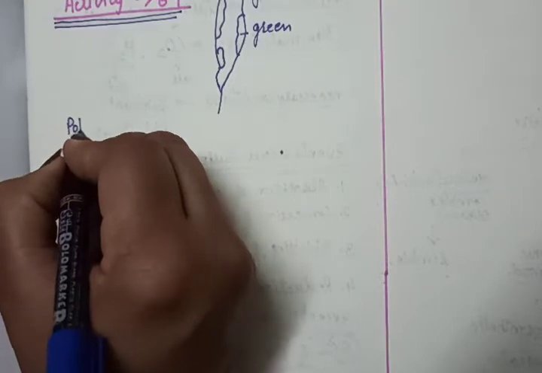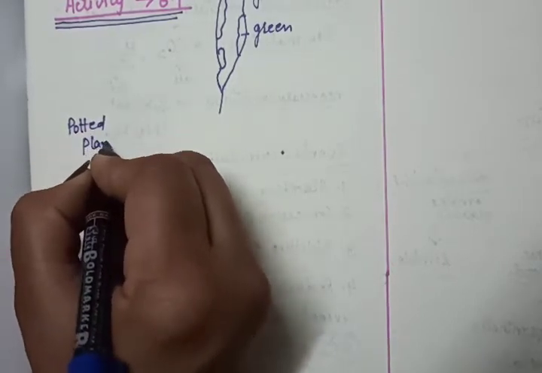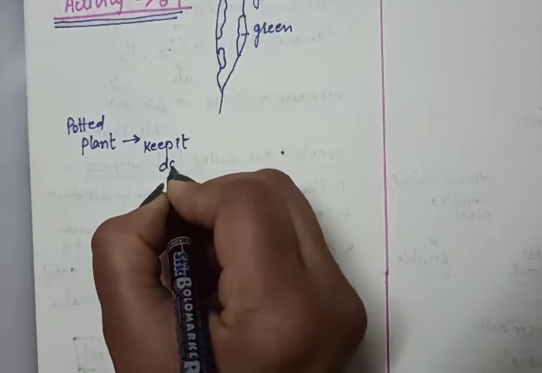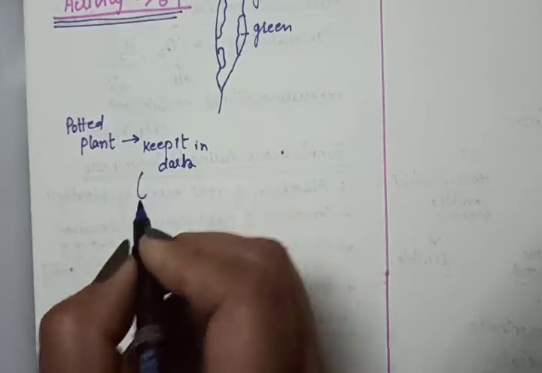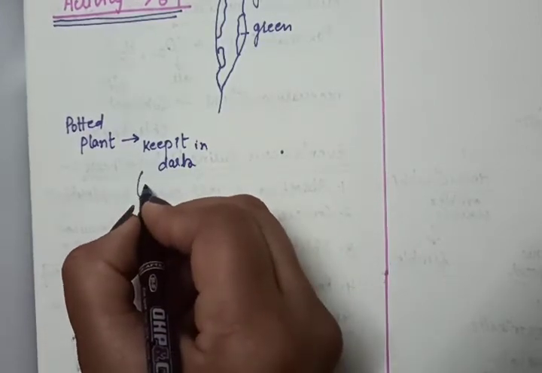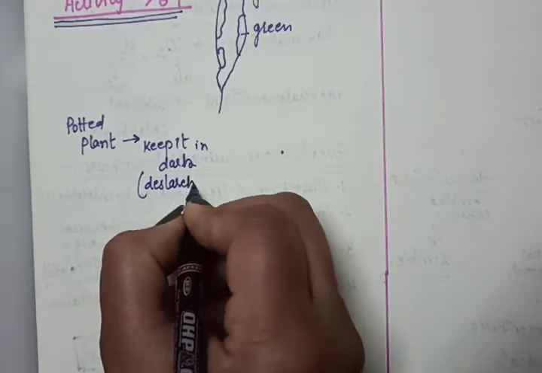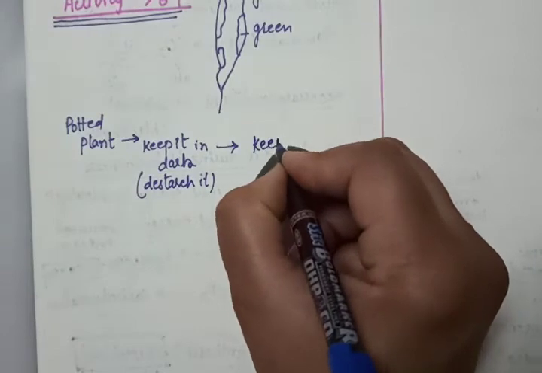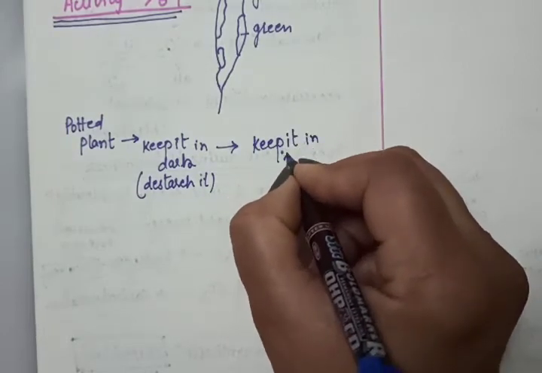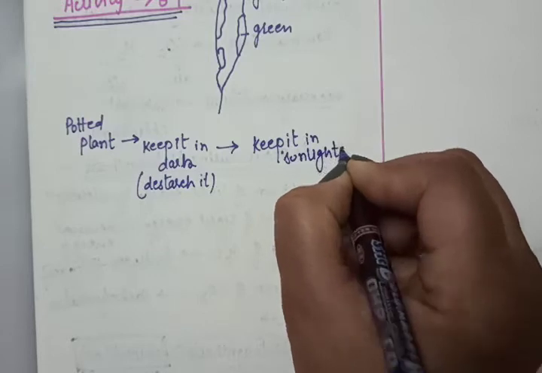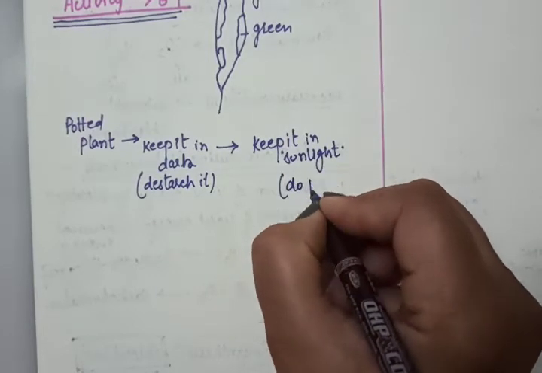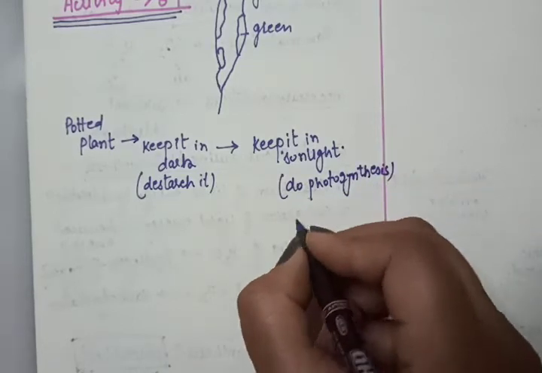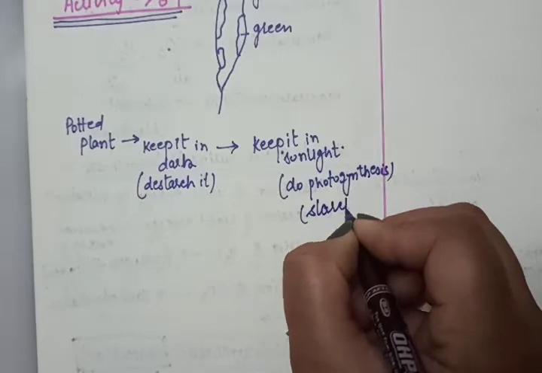First, take the potted plant, keep it in dark. Why keep it in dark? To de-starch it. Then keep it in sunlight so that it will do photosynthesis. If it does photosynthesis, that means it forms starch.